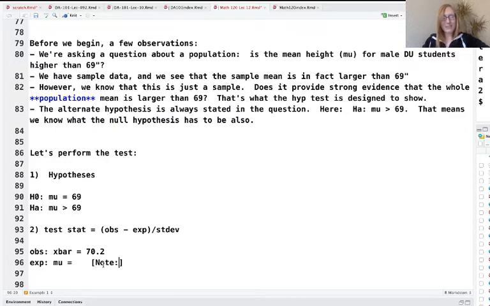Note. Expectation always comes from H naught. We always know what the expected value is from H naught. I'm sorry, I misspoke a second ago. So let's fix that. 69. That's our prior assumption here. That's what the null hypothesis says is going on. We're going to make the assumption that it's 69. We're looking for evidence otherwise.